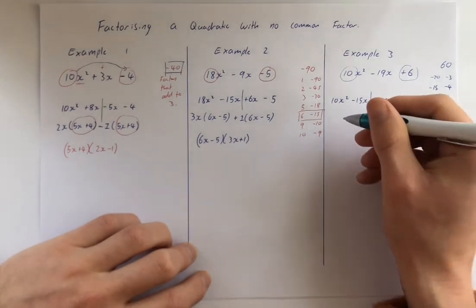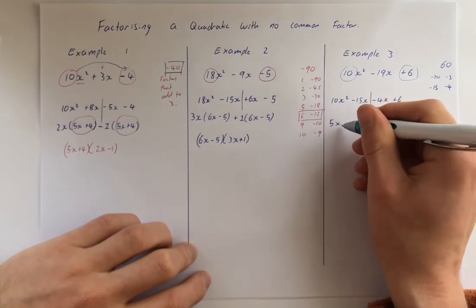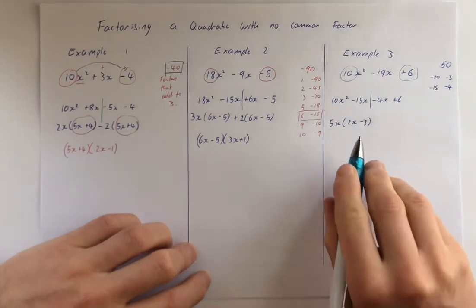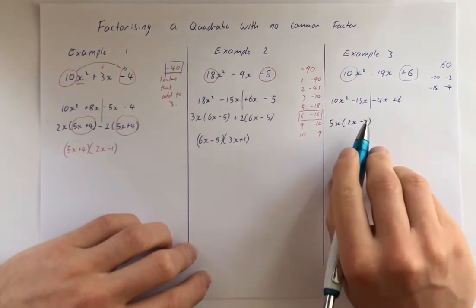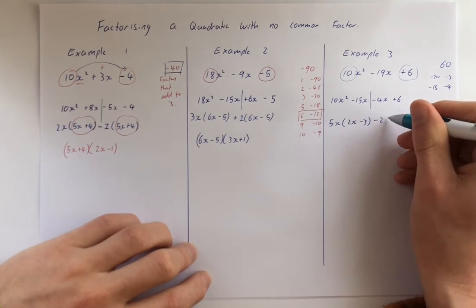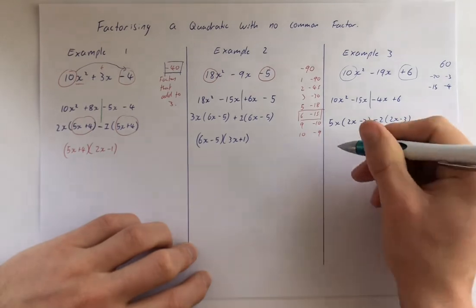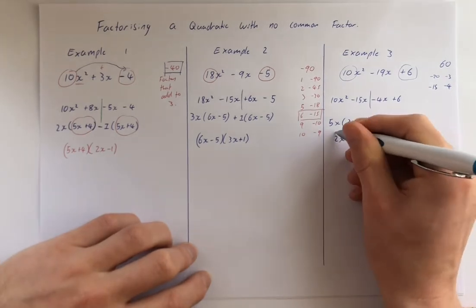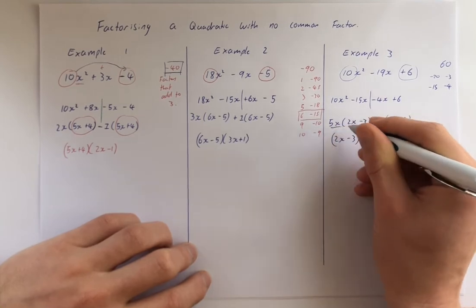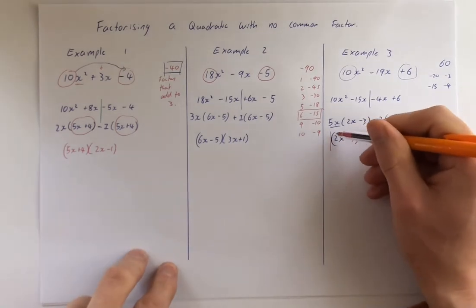Now we do the left hand side. 5 goes into 10 and 15, and x goes into x squared and x, leaving 2x minus 3. We want the 2x to be positive, so we're going to take out a negative 2 from both of these terms. 2x minus 3. Voila, same bracket. There's one factor, and your other factor is the 5x minus 2. There we go. 3 examples.